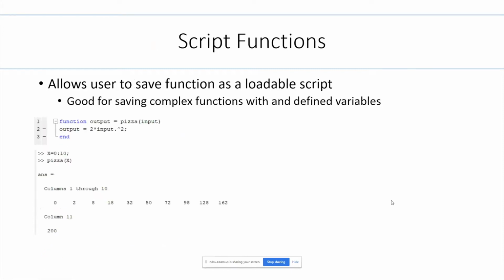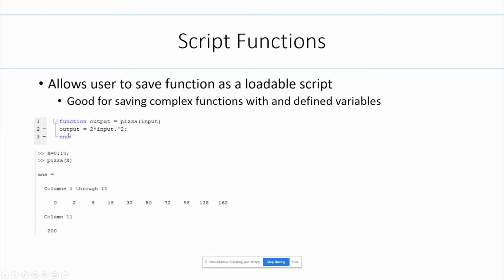Another way of doing functions is actually making a script for it. The good thing with this is you can actually save some of your variables you may define, like gravity or something. So you just have to load up the script if you're working on a new project, and then you won't have to retype what gravity is equal to in your command line. So here's my example of it. You just type in function for your statement, your output equals your function name, and then your input. I just picked pizza because I was hungry when I made this.